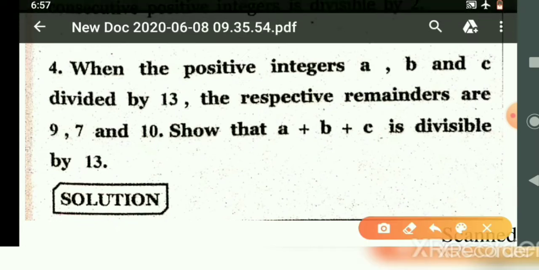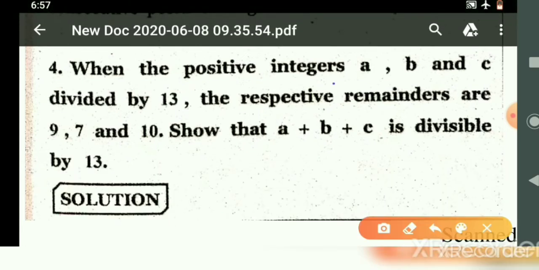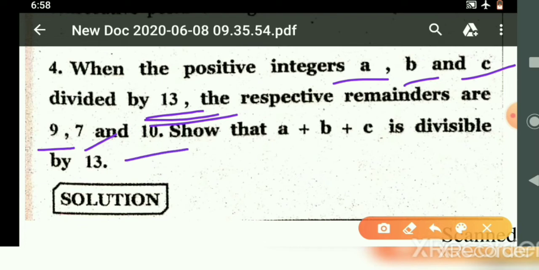Once again, repeat for this one. When A is divided by 13, we get the remainder 9, given in the question. B is divided by 13, we get the remainder 7. Also C is divided by 13, we get the remainder 10. Show that a plus b plus c is divisible by 13. So the three numbers are added, and the total is also divisible by 13.